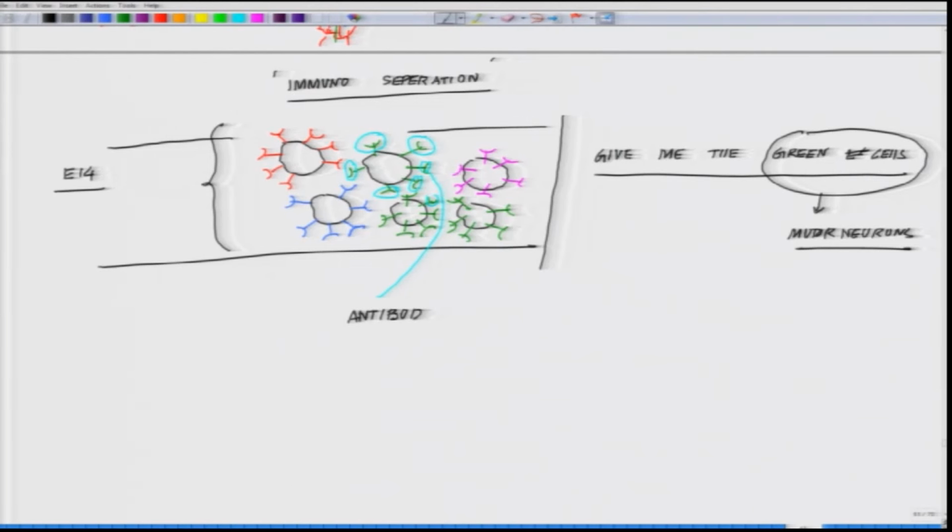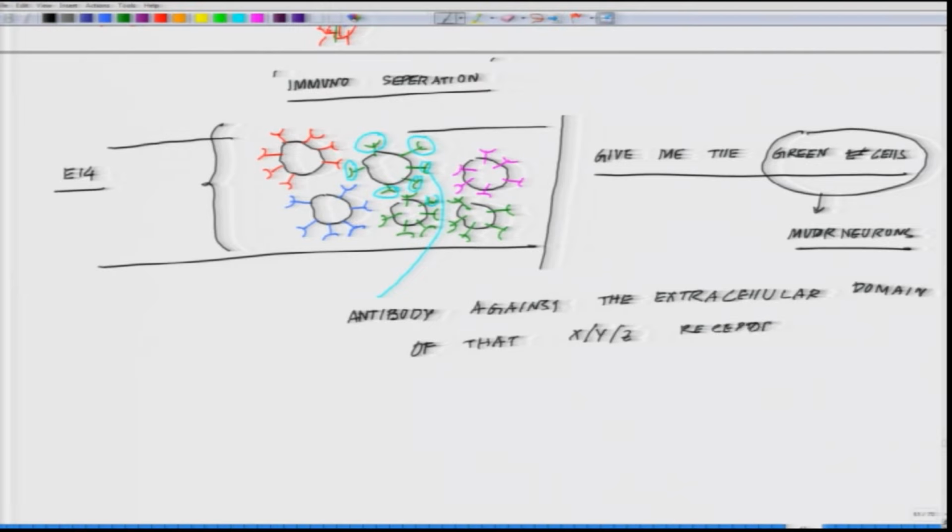Antibody against the extracellular domain of that XYZ receptor. This was already known.